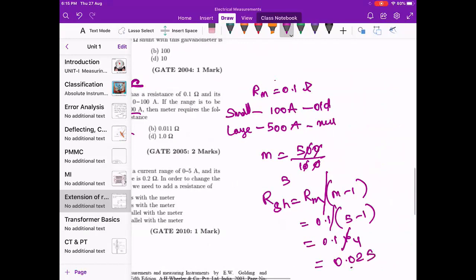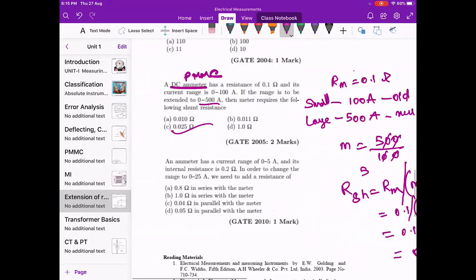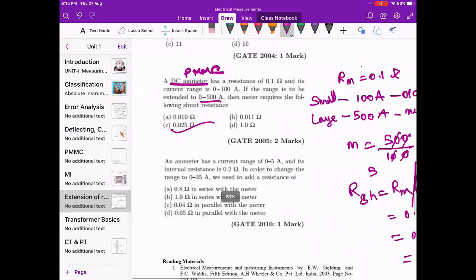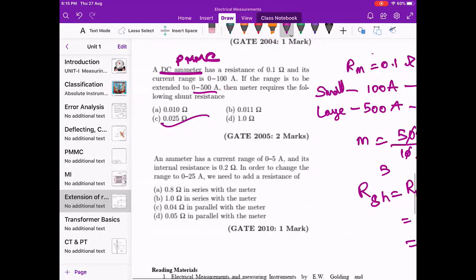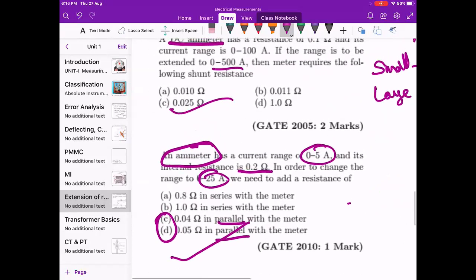Similarly, for this one, you have to do a problem. This is the resistance Rm, 5 amperes, 25 amperes. Now, is this an ammeter or a voltmeter? Ammeter means connected in parallel. Parallel means the answer should be among these two. You have to find out this problem. Pause the screen and do this problem.